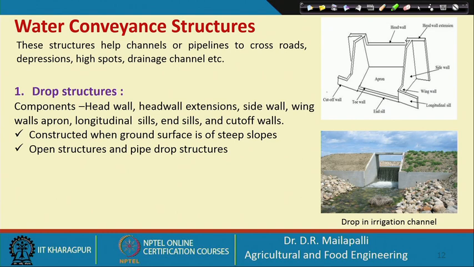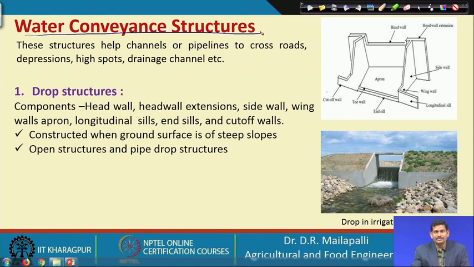And then the other things are water conveyance structures. We are going to see what structures are involved in conveying water from the canal to the field level. It could be pipes, it could be open structures. Then there are some other conveyance structures available, which we are going to see.